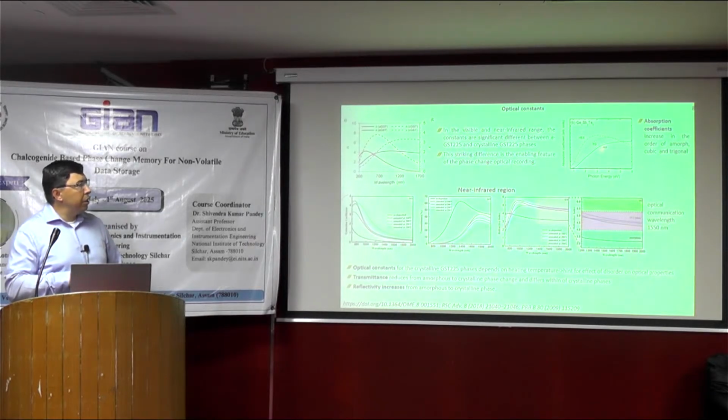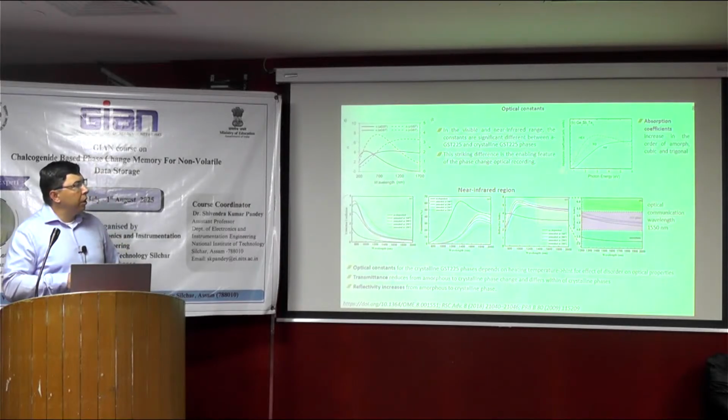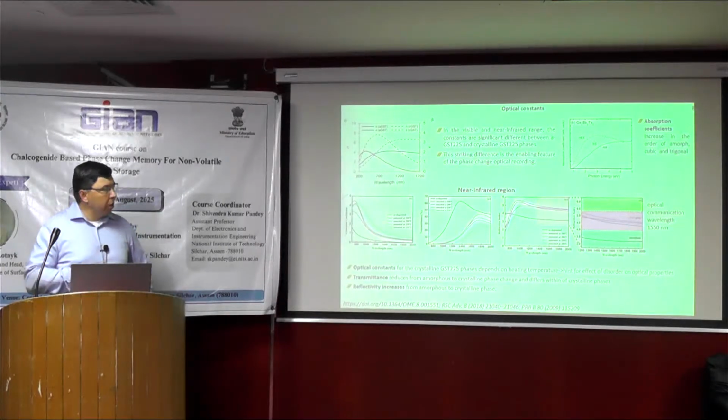Also, we can see here in the absorption coefficient map, this is photon energy, this is absorption coefficient, that the different phases, like the amorphous phase, are less absorptive than the cubic phase and the trigonal phase. So these are two different crystalline phases. We will learn about these phases tomorrow.